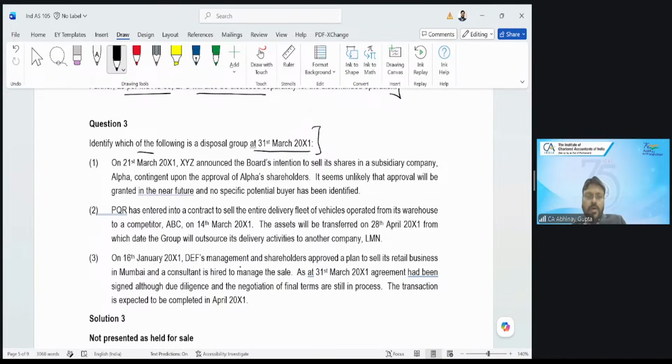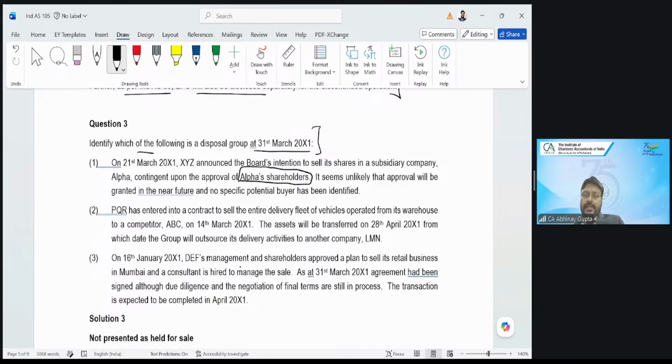So on 21st of March 2001, XYZ announced the board's intention to sell its shares in the subsidiary company, right? So there is a subsidiary company which the company is holding. On 21st of March, the company announced that they want to sell the shares in the subsidiary, or basically they are planning to sell the subsidiary, right? So selling the subsidiary means selling the investment in shares of the subsidiary, right? Alpha, contingent upon the approval of Alpha's shareholders. So Alpha's shareholders' approval is not yet obtained.